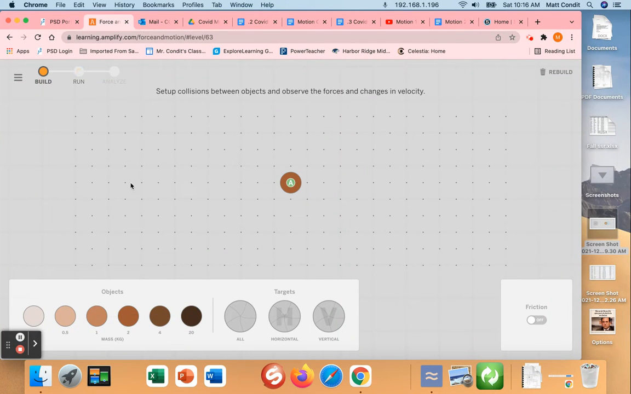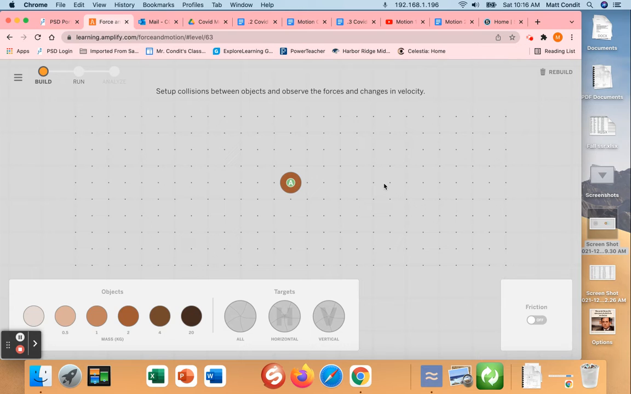Hi, everybody. These are our directions for Amplify, motion changes in Amplify. It's some basics in Amplify that you're going to have to be thinking about on a lot of the different labs that we do in Amplify. And Amplify is all about how forces interact with objects to make them accelerate.